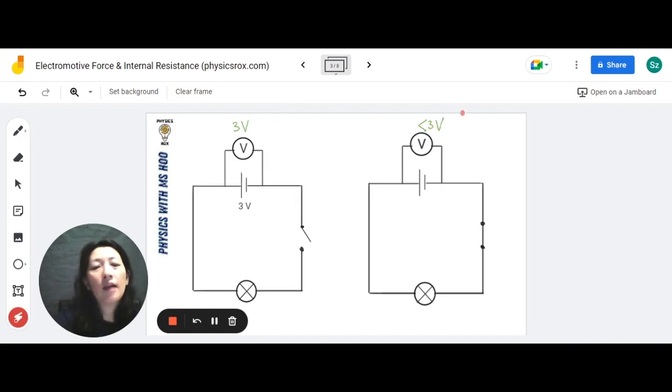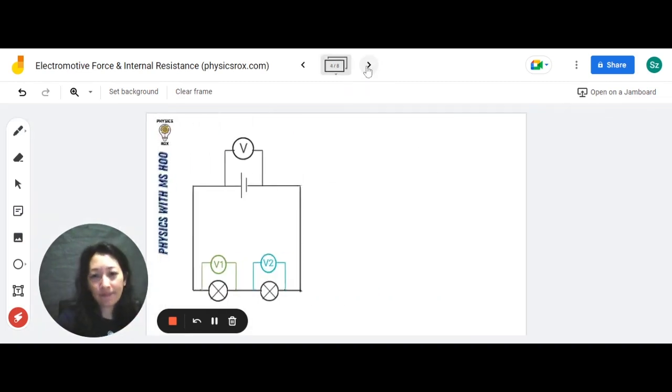Right? So if you come across a question where it says negligible internal resistance, then you can assume that there's no internal resistance, the value will always be exactly the same as the original. But for the purposes of this video, we're going to go through the concept of internal resistance, because you will come across questions where the internal resistance is not negligible and you need to know how to get that value. So let's look at the equation.